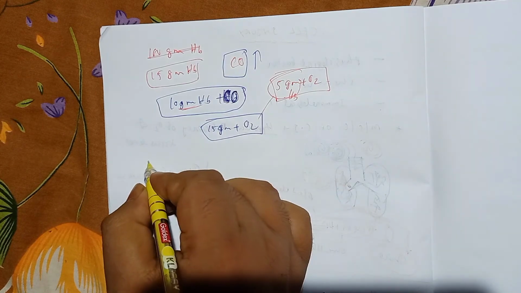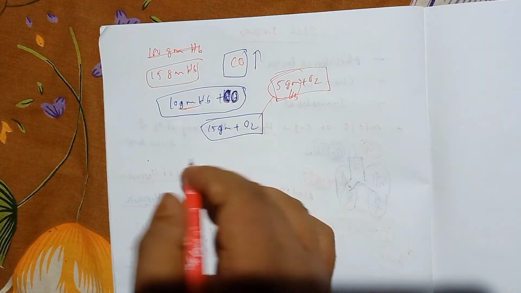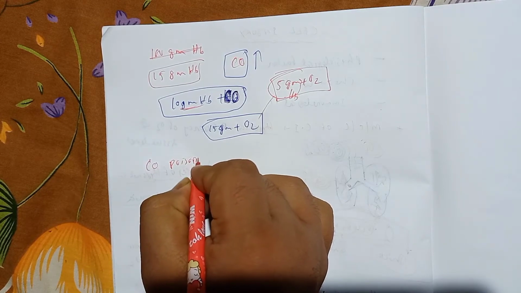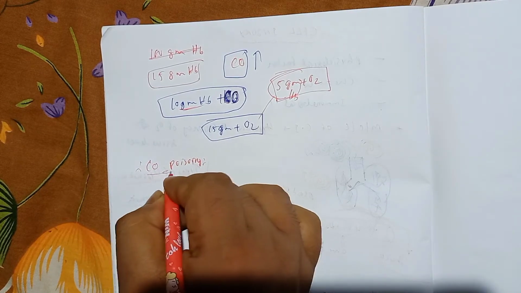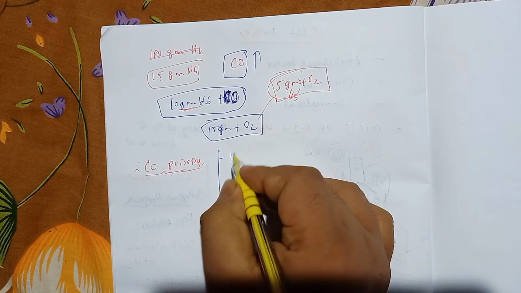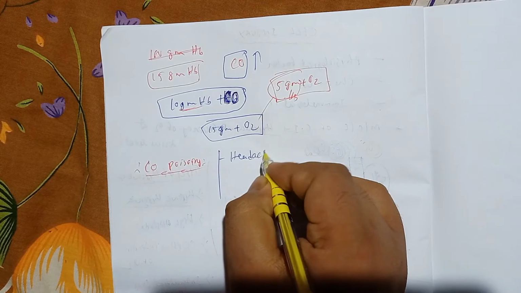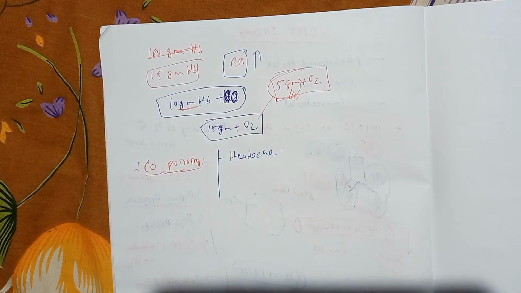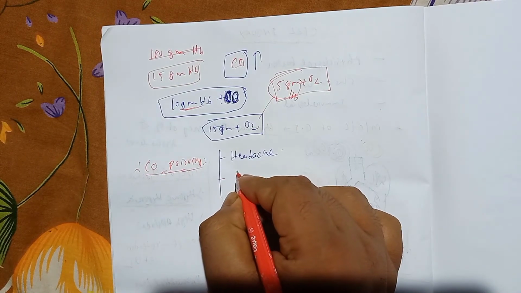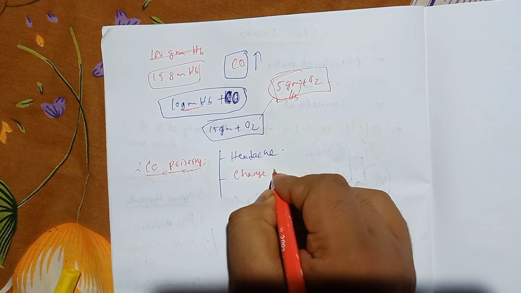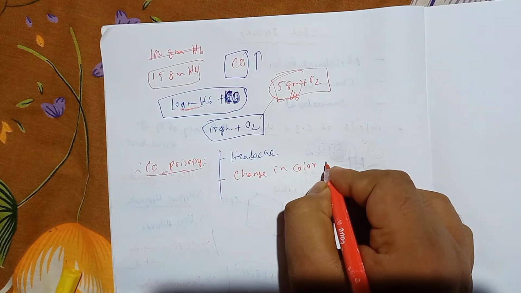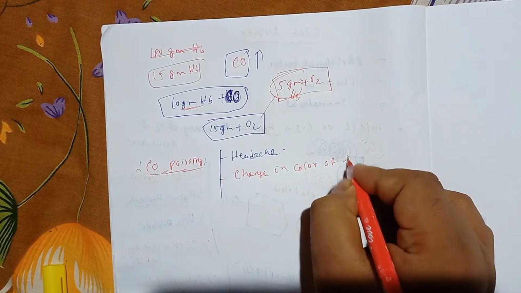So what are the symptoms by which we can understand the carbon monoxide poisoning? Carbon monoxide poisoning may present with headache. And we can also have the most important thing here, the change in color of skin and blood.